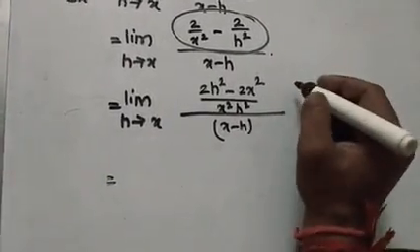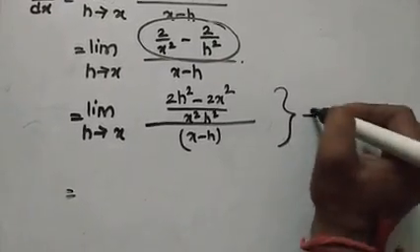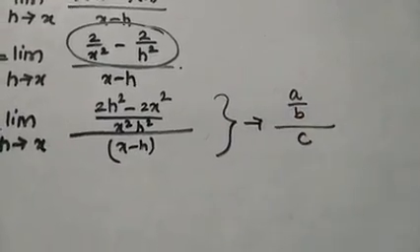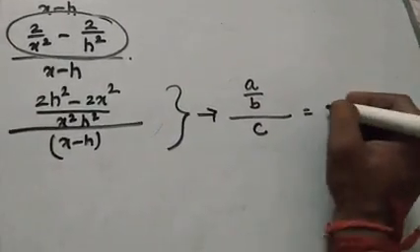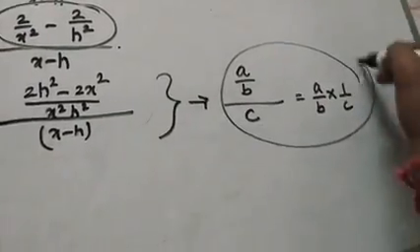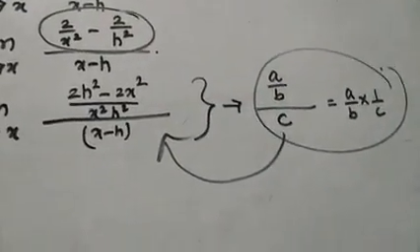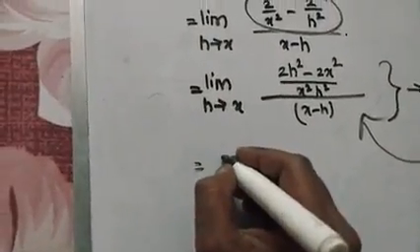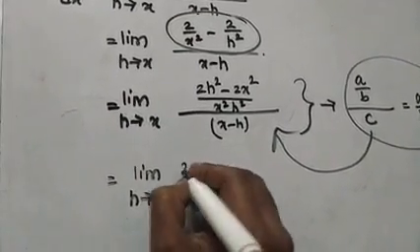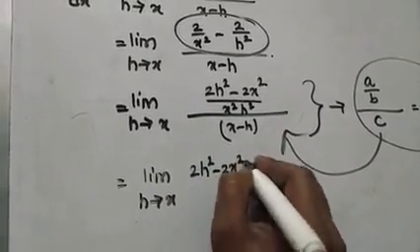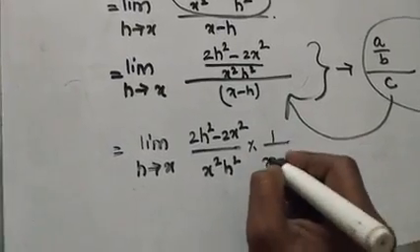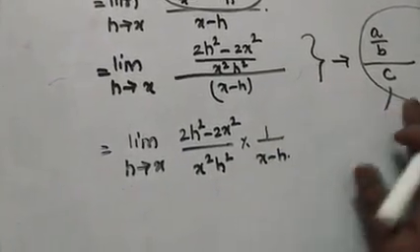Now here the portion is like that. If I am writing a by b divided by c, what can we write for that portion? A by b into 1 by c. Just using this trick, here you can write limit h tends to x, 2h square minus 2x square by x square into h square into 1 by x minus h.